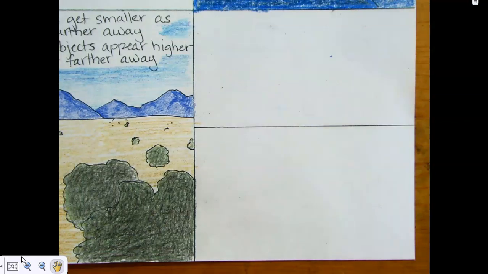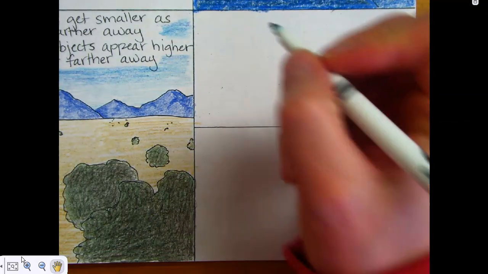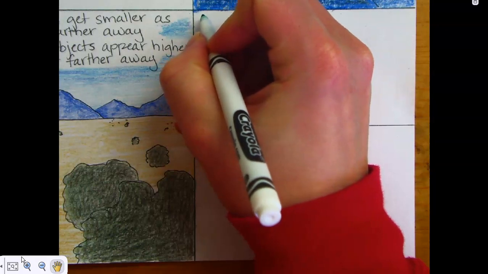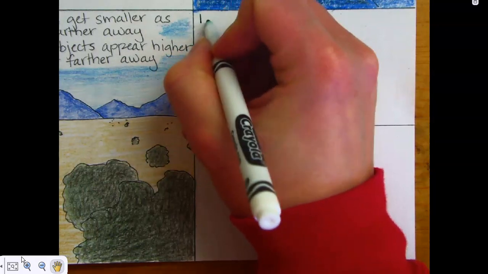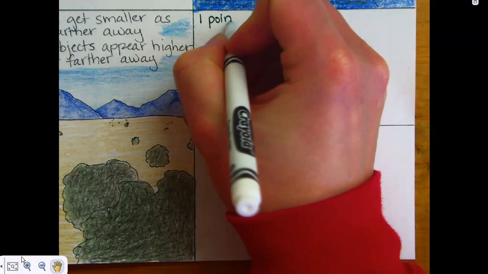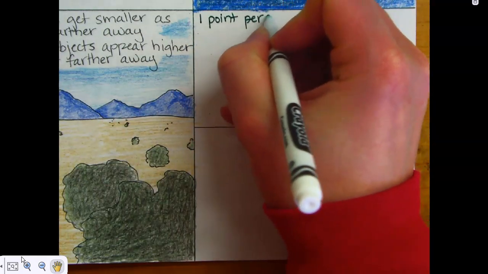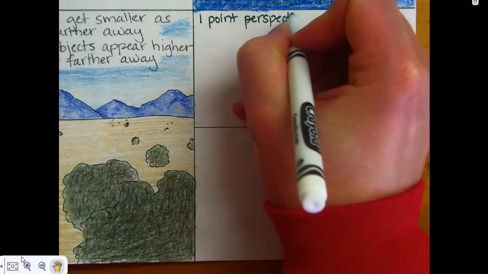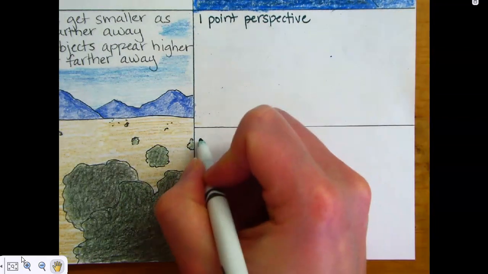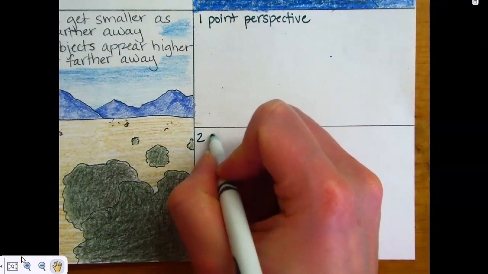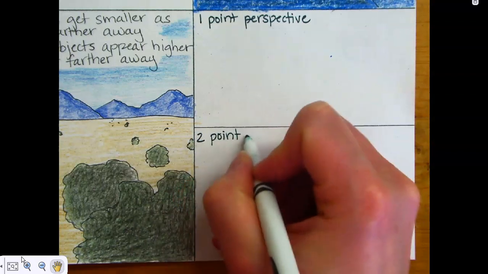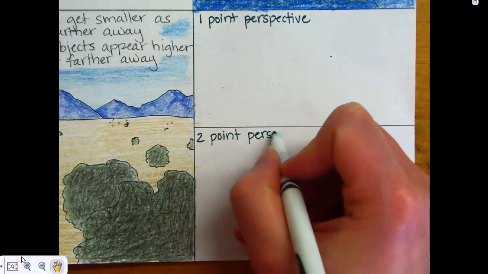And very small on the top, about as small as your other definitions, we're going to write 1 point perspective. And then down here, you're going to write 2 point perspective.